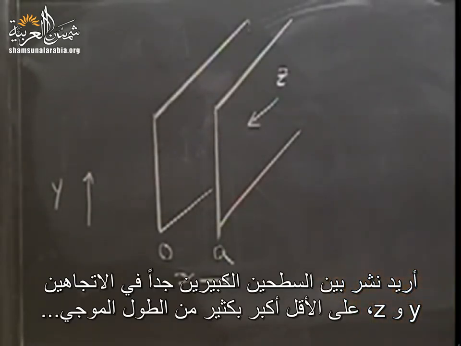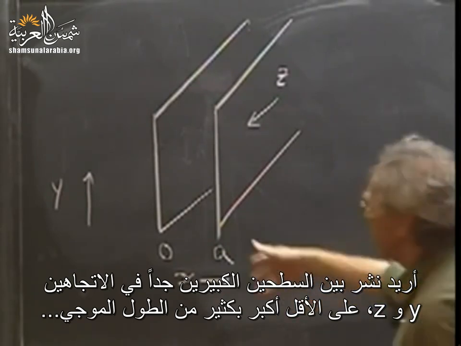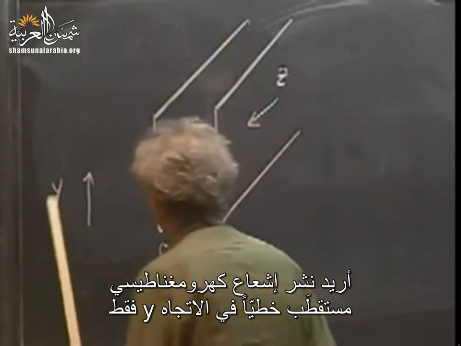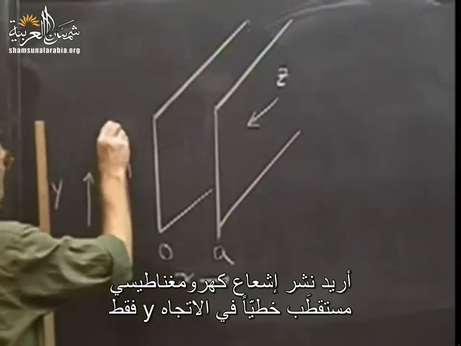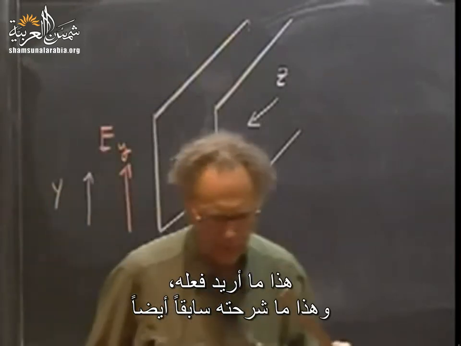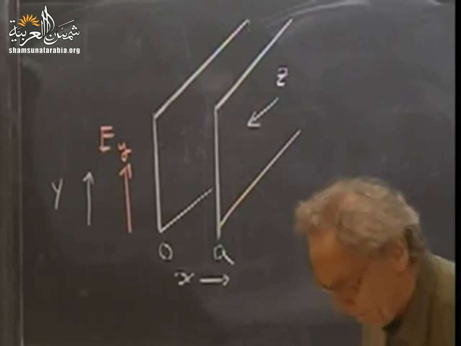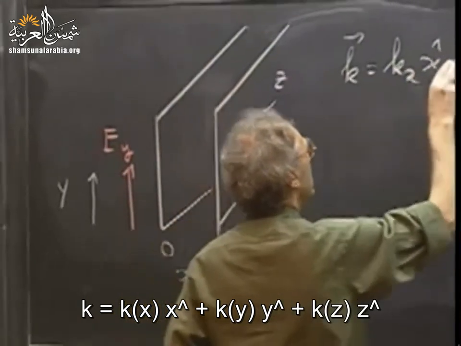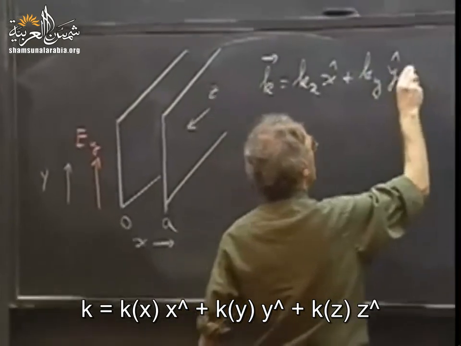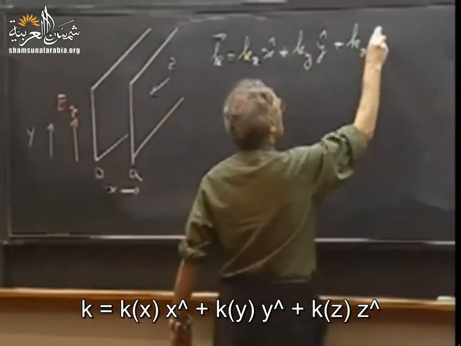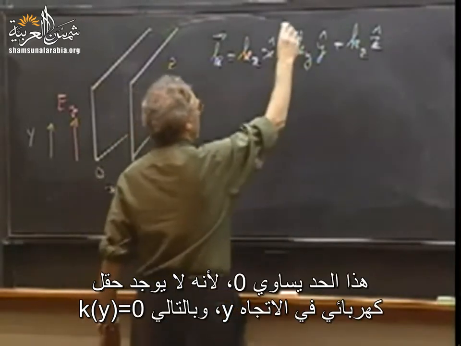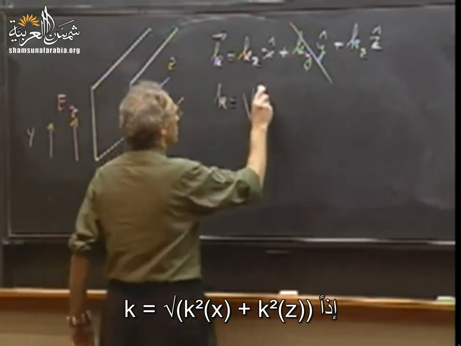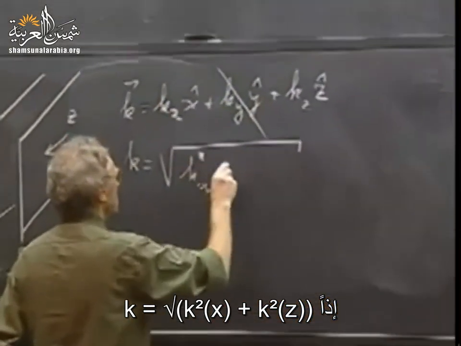And I want to propagate through these plates, which are infinitely large in the y direction, infinitely large in the z direction, at least very much larger than the wavelengths, electromagnetic radiation which is linearly polarized only in the y direction. So that is what I want to do, and that's what I demonstrated also. Well, K, this is beginning to be boring now, it's Kx times x roof plus Ky y roof plus Kz z roof. And Ky, by the way, is 0 because there's no dependence of the E field in the y direction. So K is the square root of Kx squared plus Kz squared.